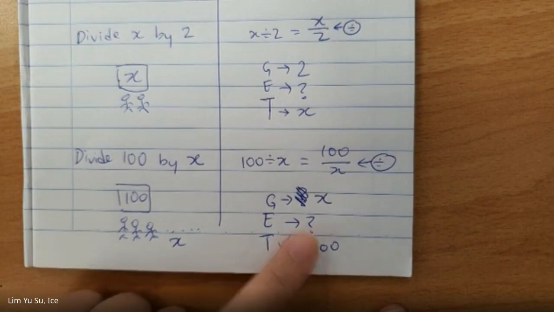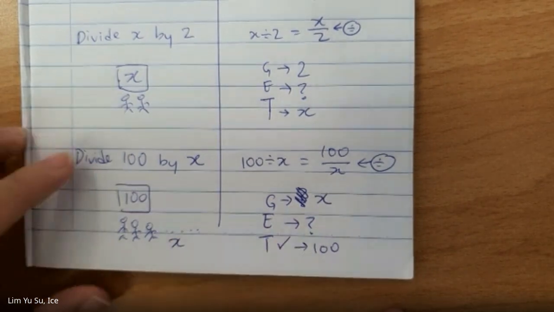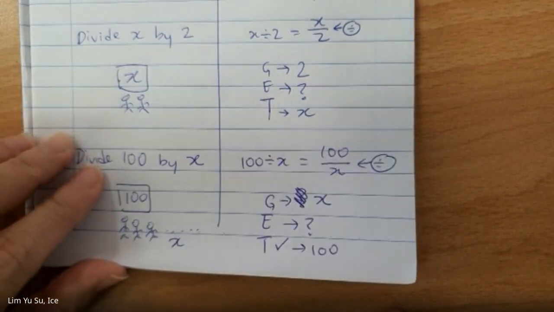Then, the last one, I know the total is 100. The number of people who take the share, groups, is x. And then each is 100 divided by x. Is that okay? Very clear now? Better? So this is division and multiplication. Next one.